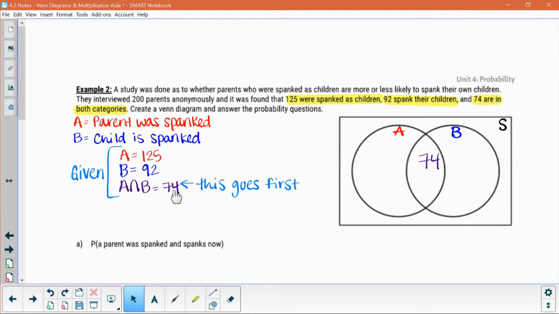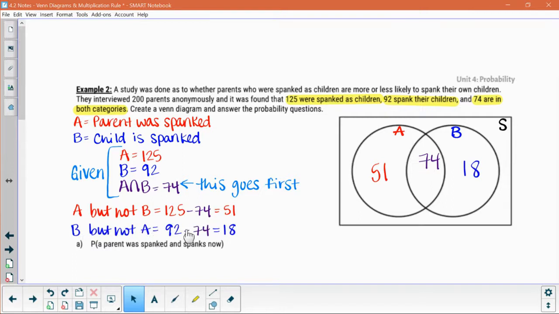And this is going to be the first number that we place. The overlap, you always want to place first. So I placed 74 right in the middle of my Venn diagram. And then now that we know 74 is in the middle, we can kind of work backwards from there. So if I want to get the value of A by itself, A but not B, all I have to do is take 125 minus 74, and that tells me there's 51 people in this portion of event A. I'm going to do a similar thing for event B.